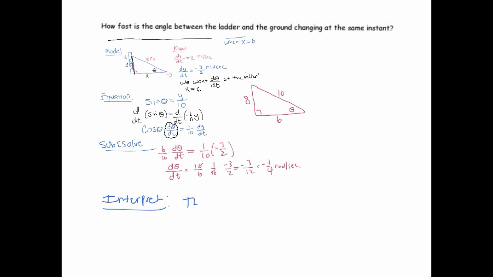Notice the word decreasing is sort of taking care of the fact that it was a negative rate. And also note that a negative rate makes sense, right? If the top of the ladder is moving down the wall, we were expecting that the angle is getting smaller, so the rate should be negative.